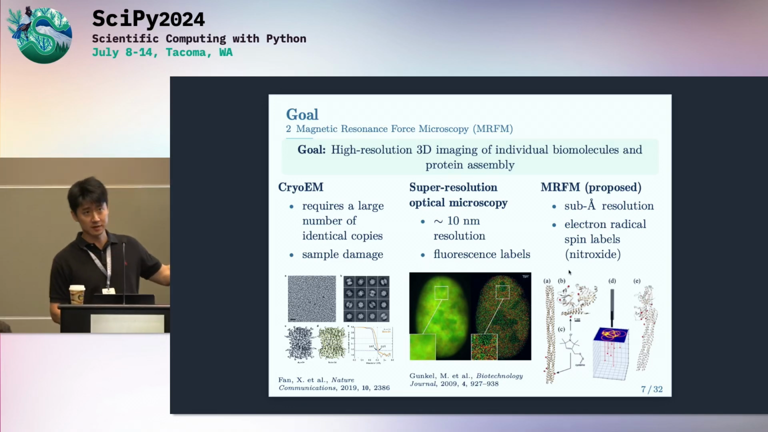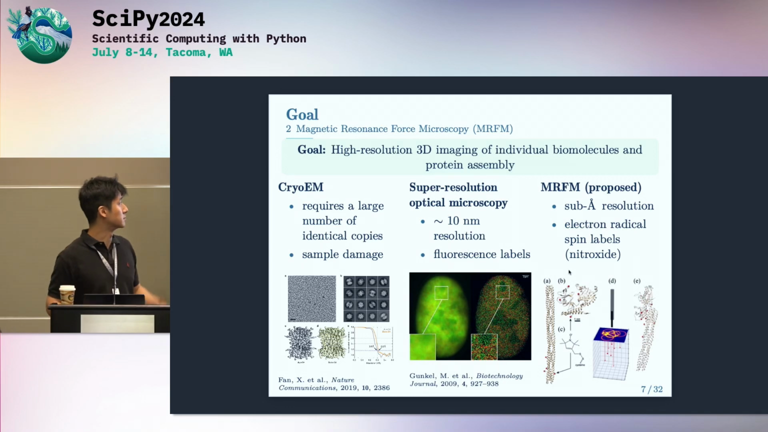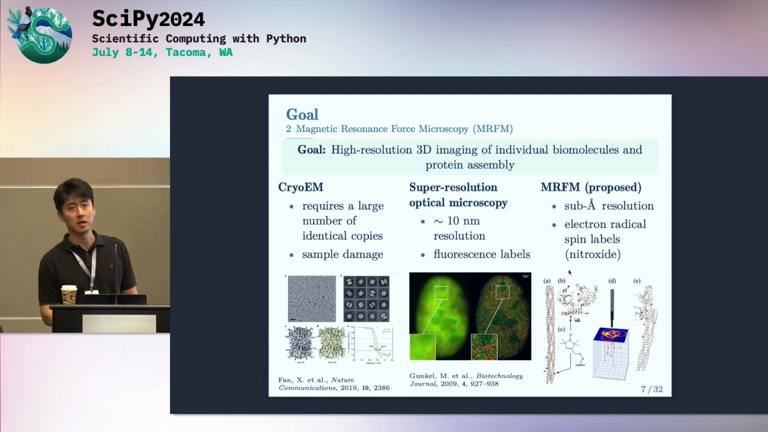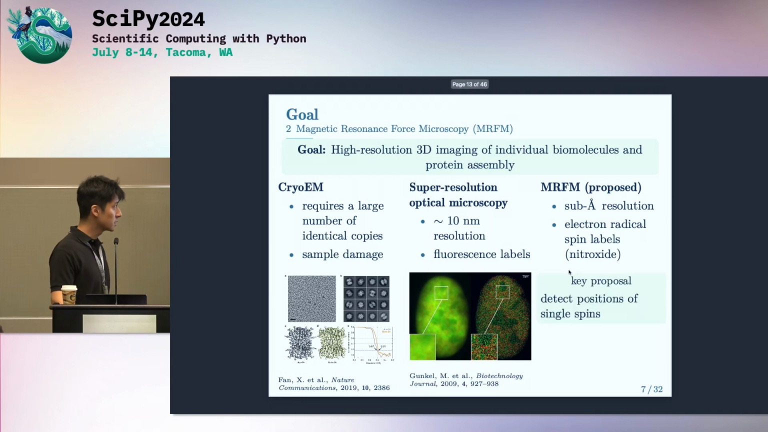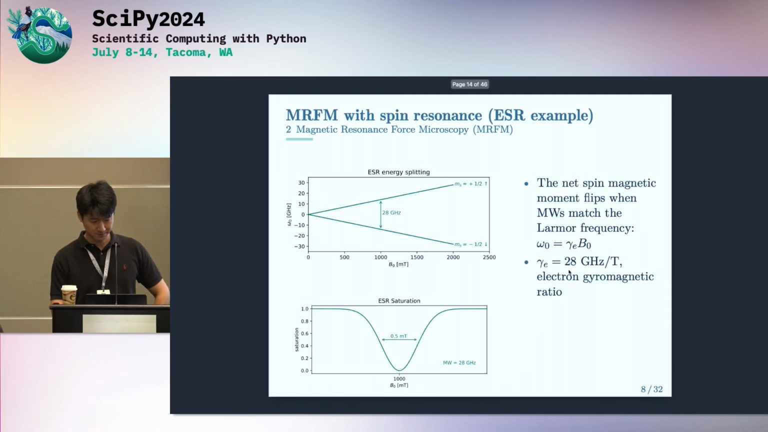So for one example of the experiment, we use electron radical spin labels, nitric oxide, to image these 3D structures. The key is to detect the position of these single spins. I'll briefly give how it works.